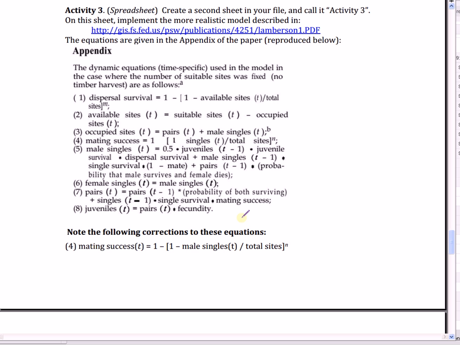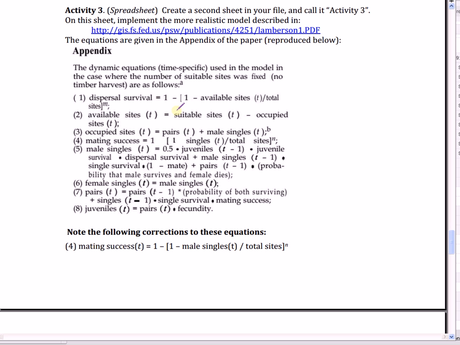And there are reasons behind all of this. Dispersal survival. In his model, the juvenile males go out to find a site to rest, to wait for a female. And this equation looks a little bit complicated, but what this is, is 1 minus the probability that the male will fail to find a site. In other words, the probability the male will survive is 1 minus the probability that he'll die trying.